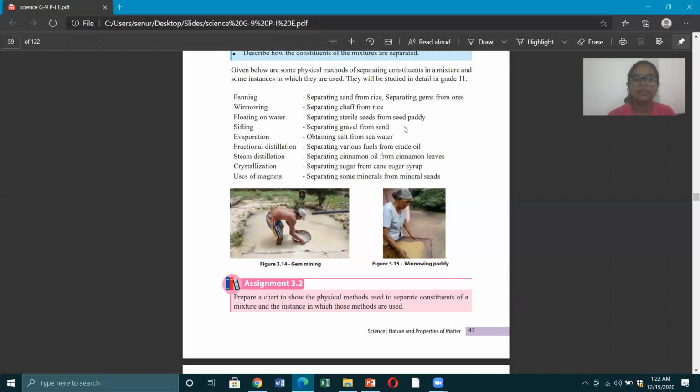That is the method. And floating on water, separating sterile seeds from seed paddy. Sterile කියන්නේ ළමයි the immature seeds. Okay? Which do not have the ability of producing yet. And sifting, I told you all about it. So sand වල තියෙන gravel line කරන්න ඔක්කොම අර ගරන වැඩ ඒවා කරන්න බෑ sifting වල.